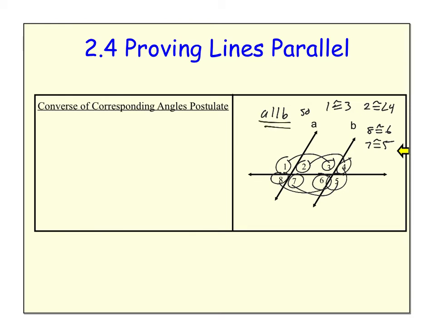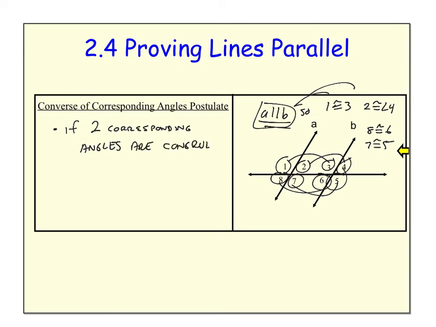I would have to say, hey, these two things are parallel. Because it's parallel, all of this is true. So now I'm saying it backwards. Now, I don't know that the lines are parallel. So what I'm saying is, if two corresponding angles are congruent, then the lines are parallel.